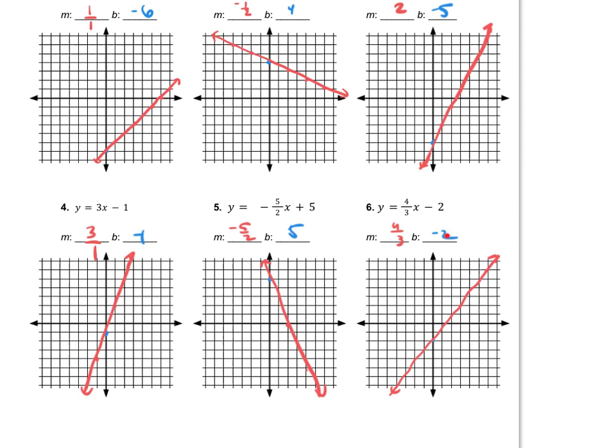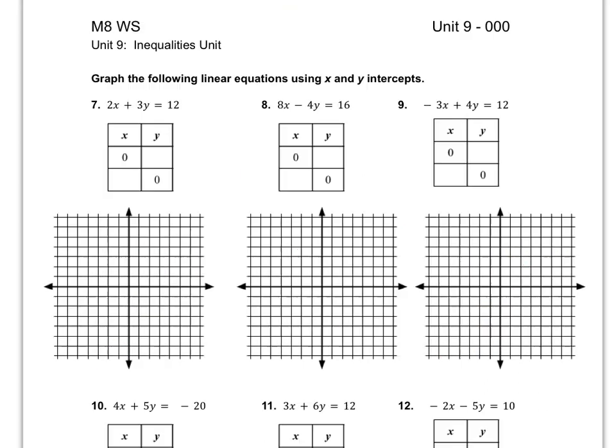And then on number 6, we've got a y-intercept of -2, so we're going to start down here, and we're going to rise 1, 2, 3, 4, 1, 2, 3, 1, 2, 3, 4, 1, 2, 3 to get our positively sloped line. So these are a little different because now y is not isolated, so it doesn't make sense to graph using slope-intercept form.